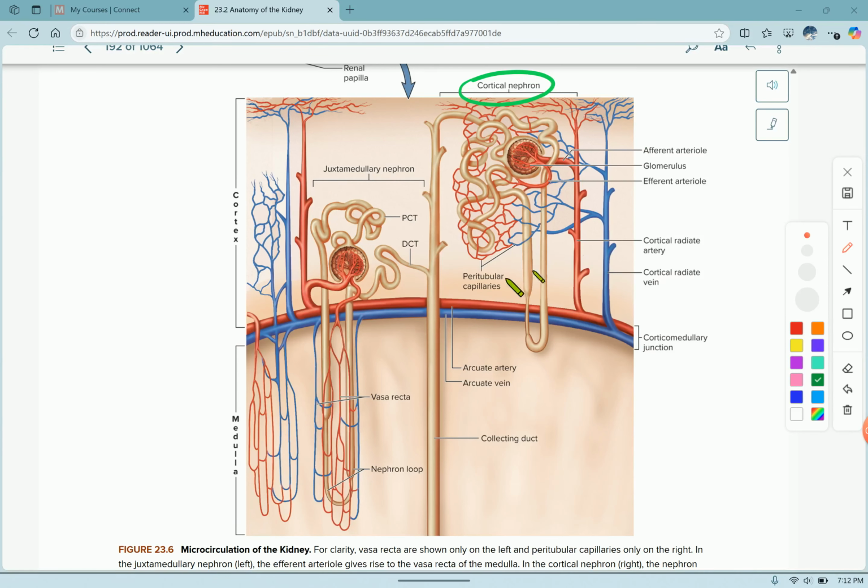All right, that junction is called the cortico-medullary junction. So that's where the cortex and the medulla meet. So the cortico-medullary junction, which is right here.